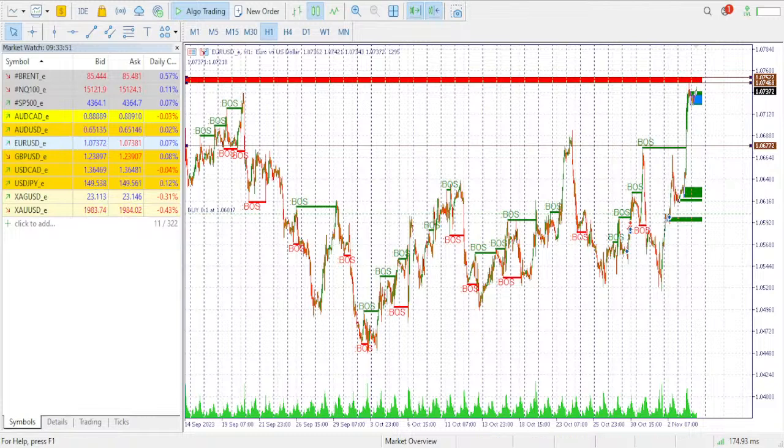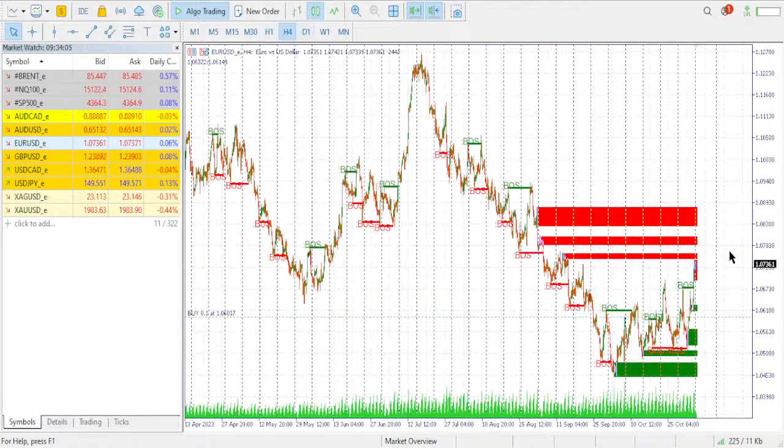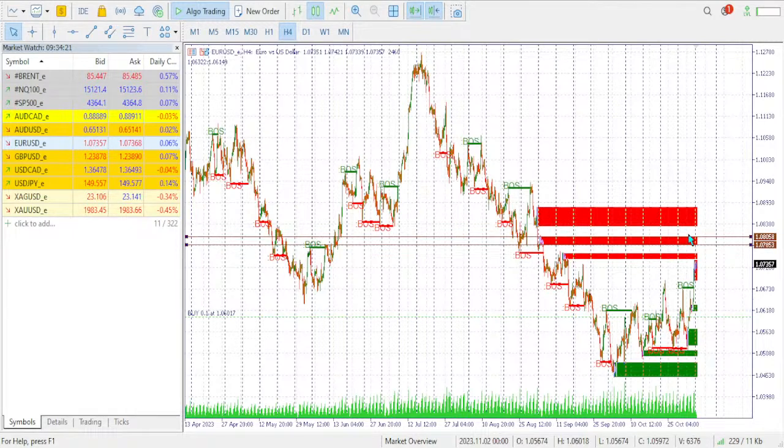If that level is broken, then we do expect a continuation to the upper side, at least up to the level which I've mentioned. So if the price ascends above that level, the next zone is actually this one here, which is 1.08058. That's the line at the top. So we have this zone. If the price goes and touches it, that should give us the best place to look for a sell from.